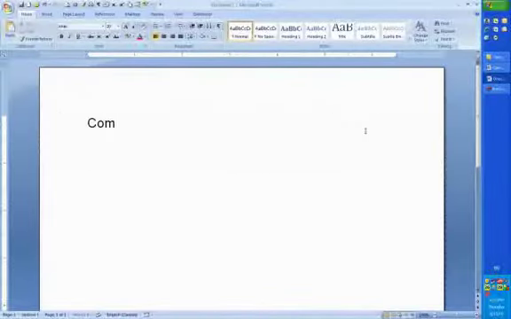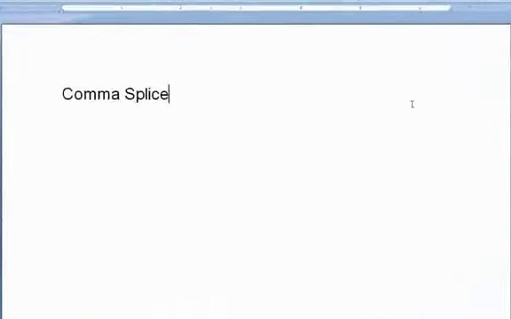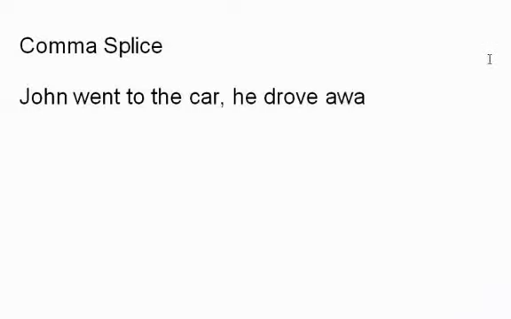Let's go to the comma splice. This is a very common error. John went to the car, comma, he drove away. This is wrong. Simply because you have a complete sentence there and you have a complete sentence there and they're not joined with a conjunction. You just have a comma. It's been spliced with a comma. It's wrong. How can you make it right?